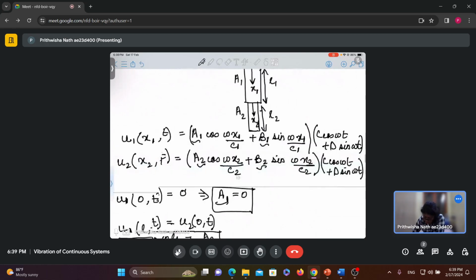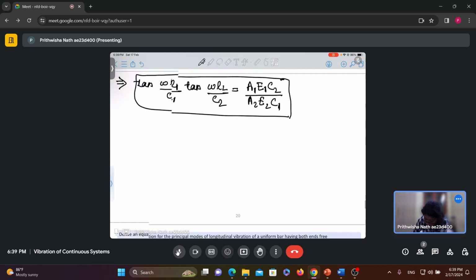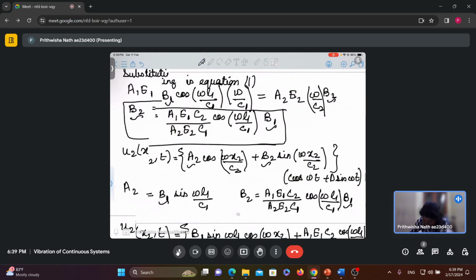So this is the final equation which I have. Now what I can do is, let me explain this from the beginning.